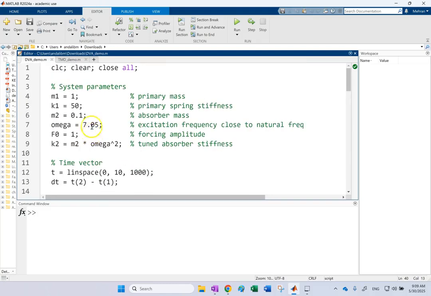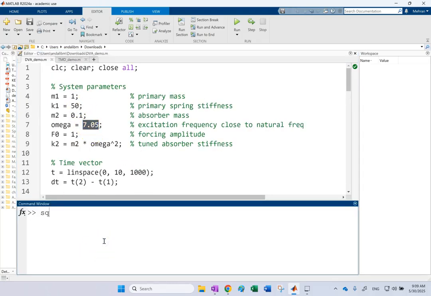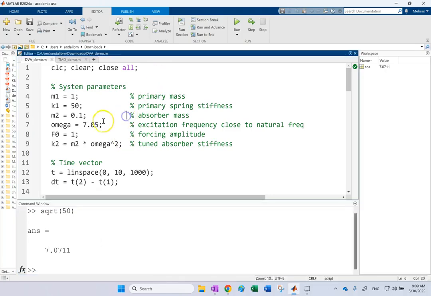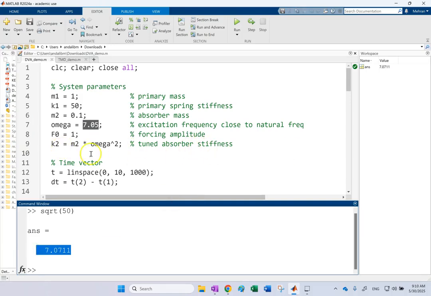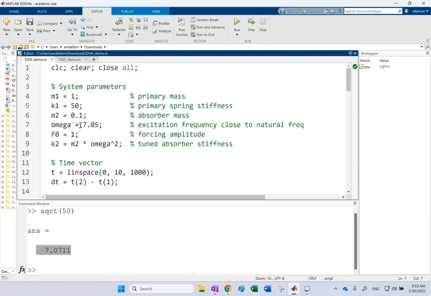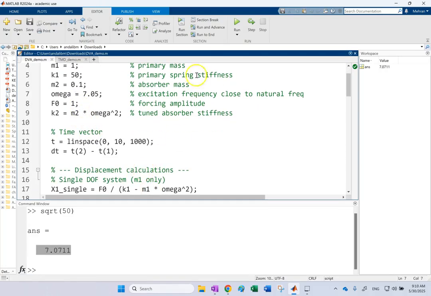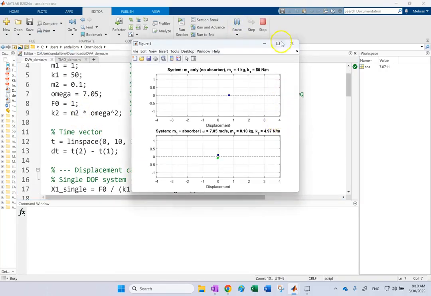By the way, this frequency is not exactly equal to square root 50, right? If you look at the square root of 50, the number is 7.07. I picked 7.05 because if it was 7.07, then I could not show you the response of M1, K1 alone, because that's going to be infinite. So I picked my frequency very, very close to the natural frequency, so it shows a big response for the 1 DOF system, but now you can see that in the 2 DOF system, the effect is going to be different. So let's take a look.